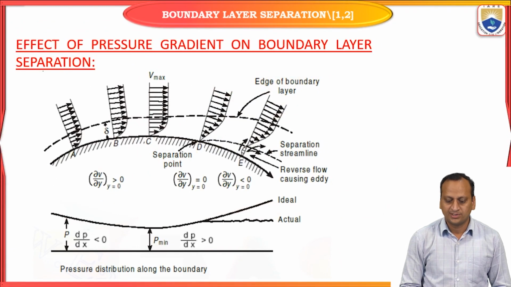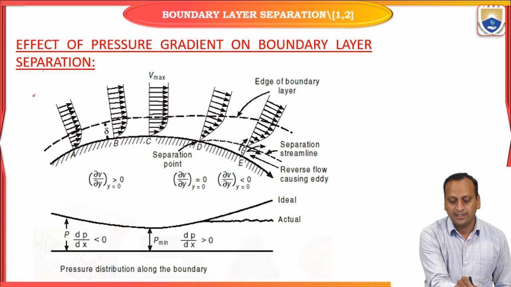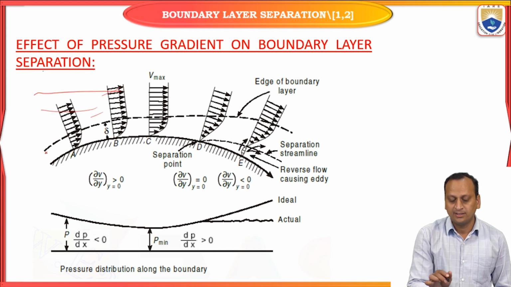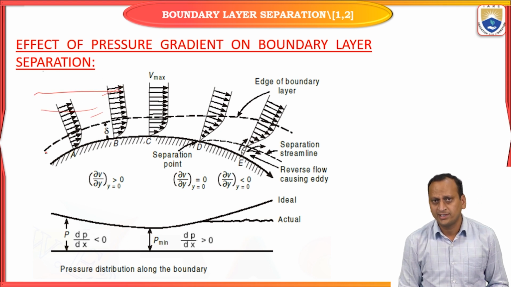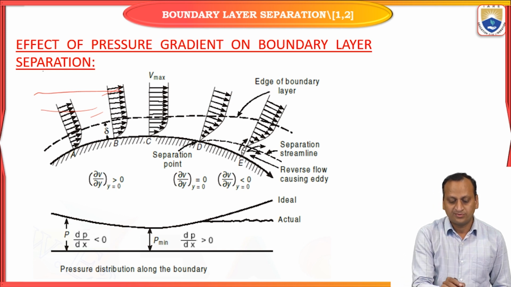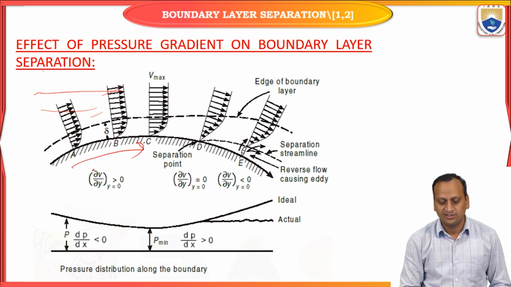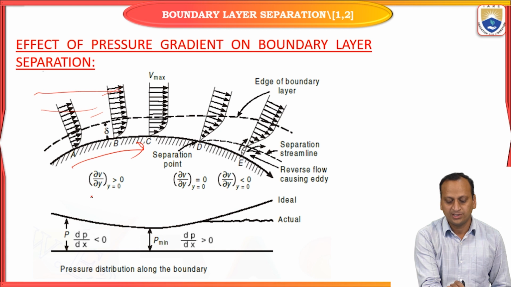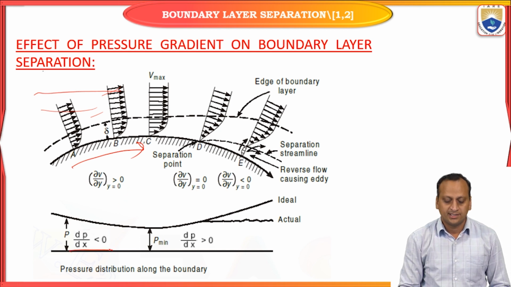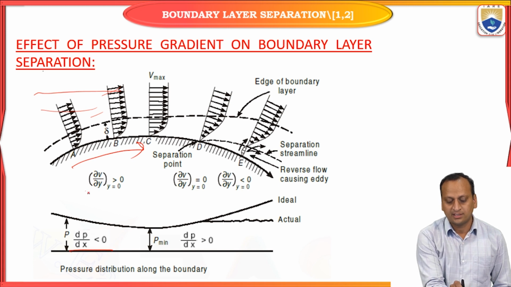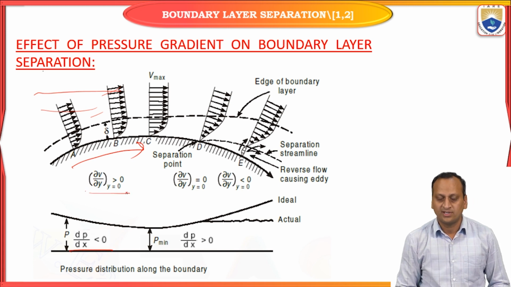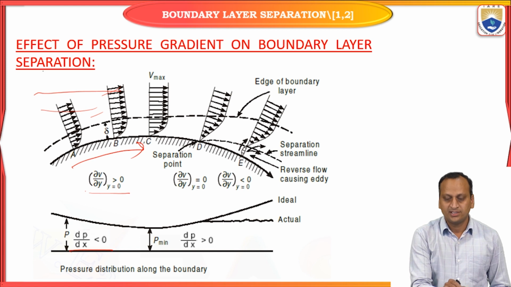So in this diagram, we can see how the solid body is kept in the flowing fluid, how the boundary layer is forming, and how its thickness varies. From A to C, this is a converging portion. In this converging portion, the velocity is going to increase, and at the same time the pressure will be reduced. So in a convergent portion, while the velocity is increasing, the pressure is decreasing.